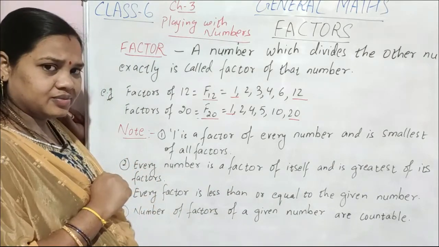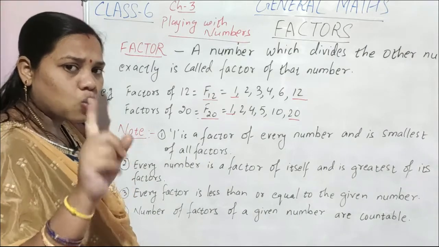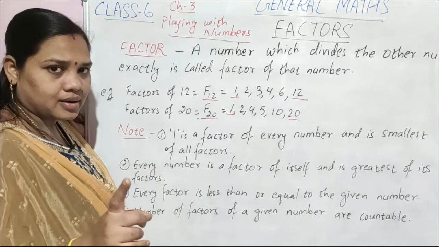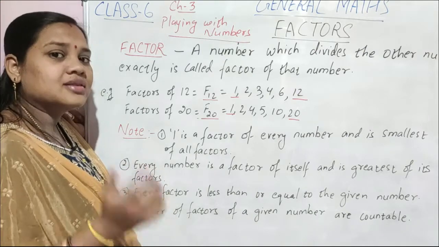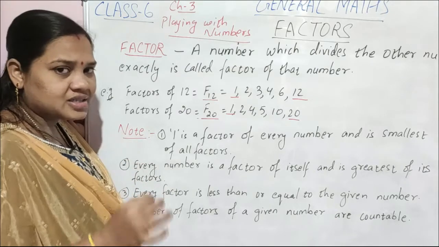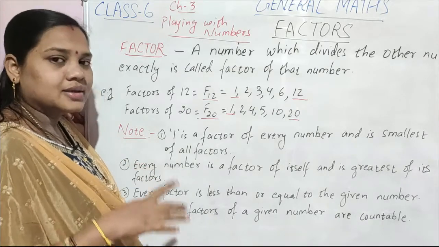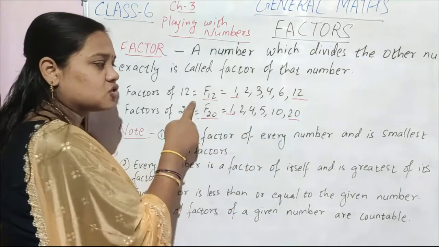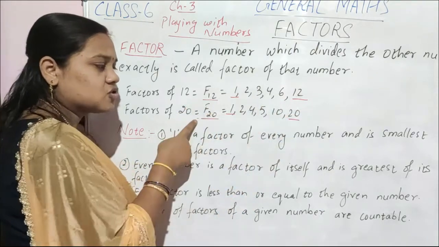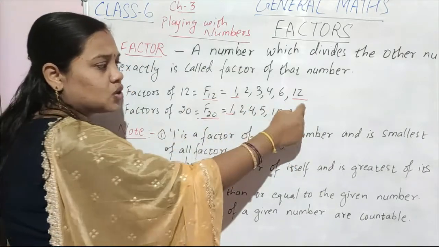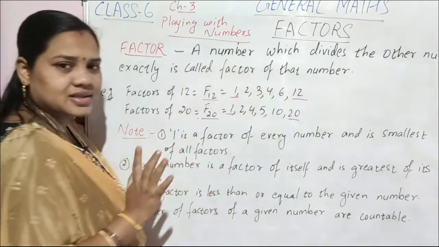Every number is a factor of itself and that is the greatest factor. Smallest factor is what? 1. First factor, smallest factor, 1. Greatest factor, the number itself. Clear children? Remember, smallest factor, 1. Greatest factor, the number itself. 12 divides 12 exactly. 20 divides 20 exactly. 20 is the greatest of all these factors. 12 is the greatest of all these factors.